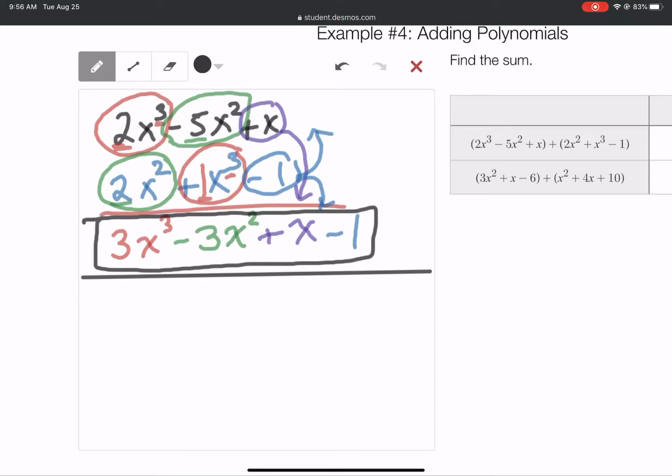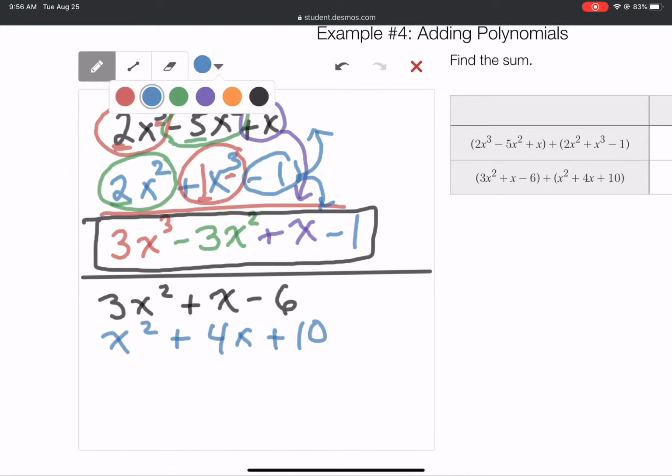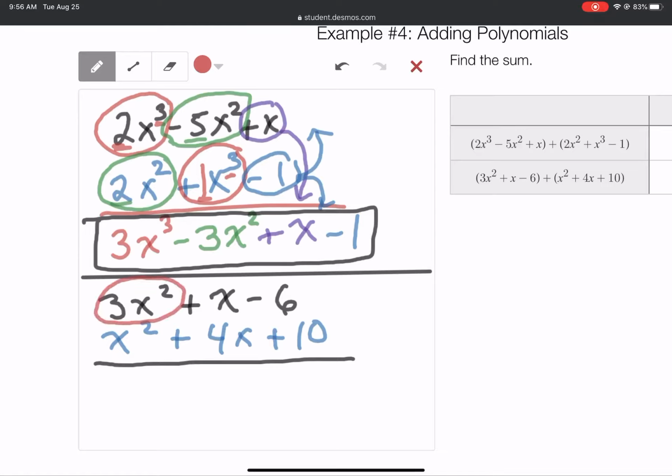Okay, I'm going to go ahead and repeat that one more time down here with the second problem. So I have 3x to the power of 2 plus x minus 6, and I'm adding that to x squared plus 4x plus 10. All right, so I'm going to go ahead and search. I'm going to start from the largest degree, which is 2. And then on the second polynomial, I'm going to find one, if there is one, that I can add it to that has the same variable and exponent.